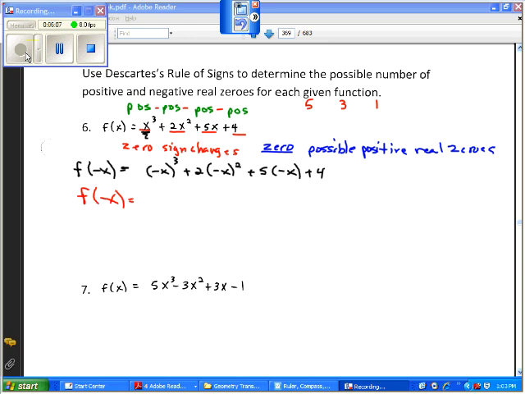Okay? Now, when you cube a negative, what do you get? A negative. When you square a negative, what do you get? A positive. A positive times a positive is a positive. Got to think some sign rule stuff here. When you multiply a positive times a negative, you get a negative. And so when we find f of negative x, that's what we end up with. Negative 5x. The 5 dropped out.